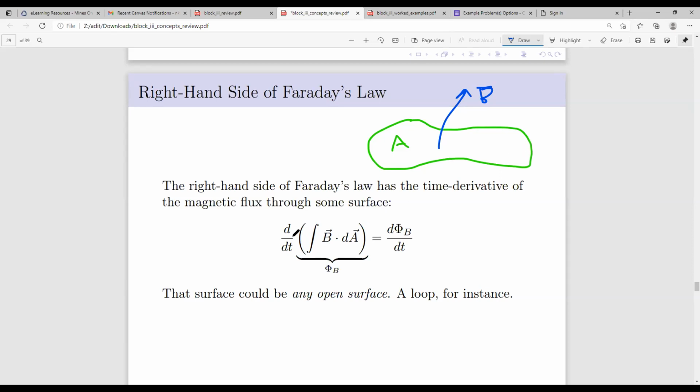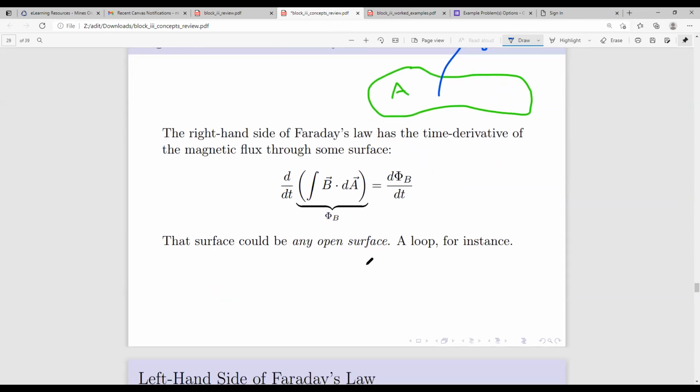It's just the time derivative of that flux. Is that flux changing with respect to time? That could mean either the B field is changing with respect to time or the area. But again, any open surface has a flux if there's a magnetic field going through it. And we're interested in the time derivative of that flux.